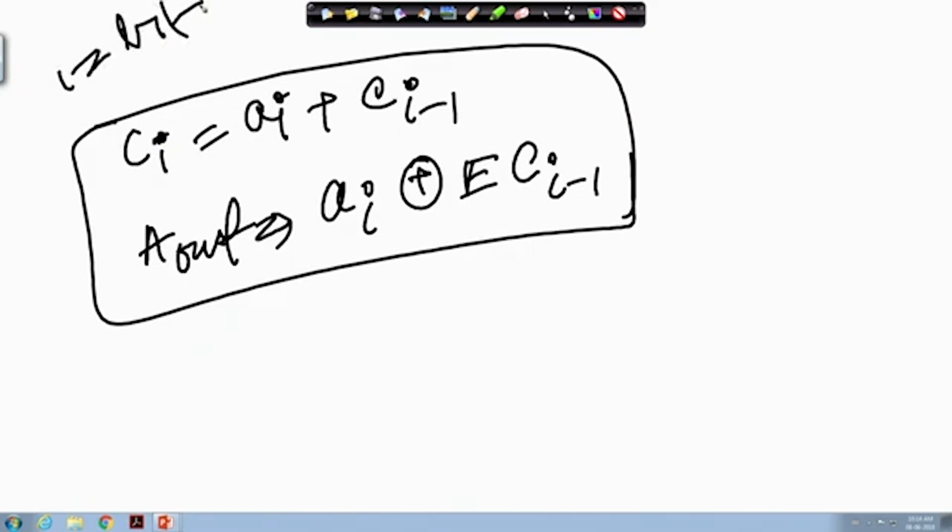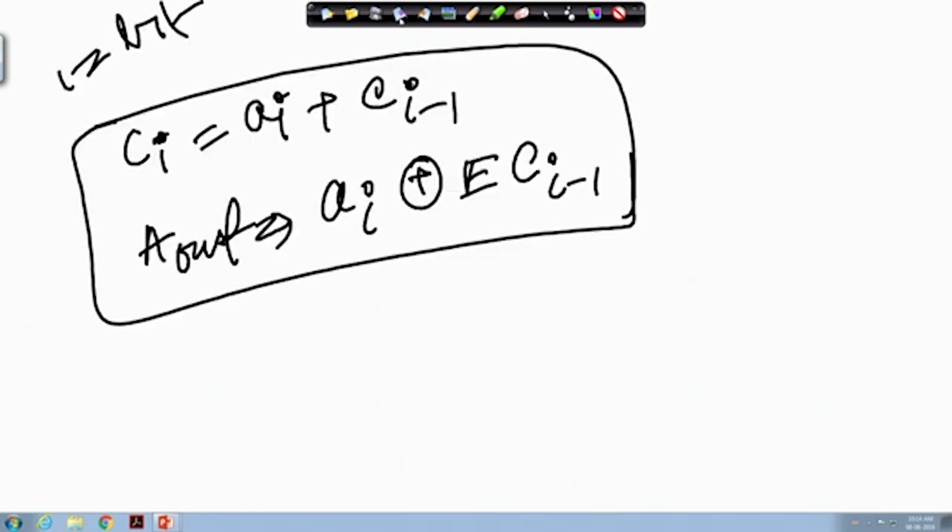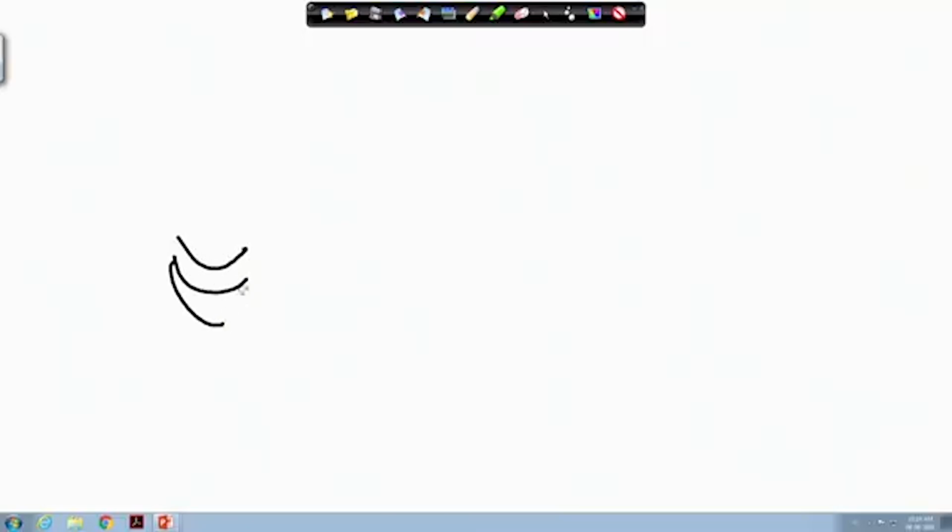So, if I consider 4 bits, at that time how will the architecture look? In the initial case, C(i-1) equals 0. That means for the first stage, as there is no carry, the carry in is considered as 0. Okay. So, for this first case, what I need is 4 XOR gates.